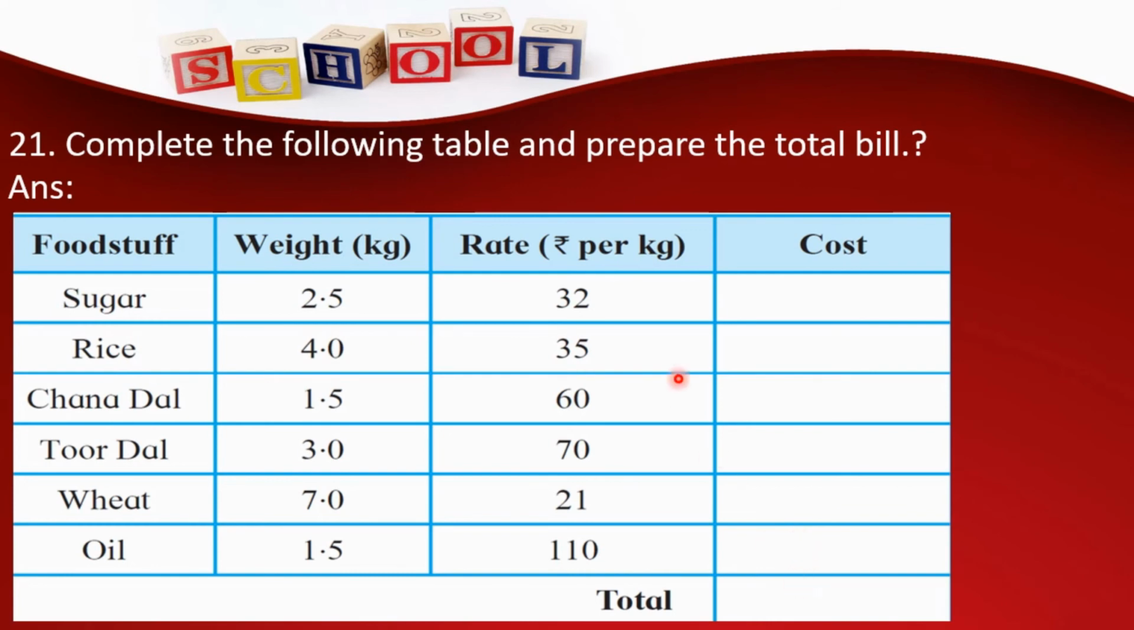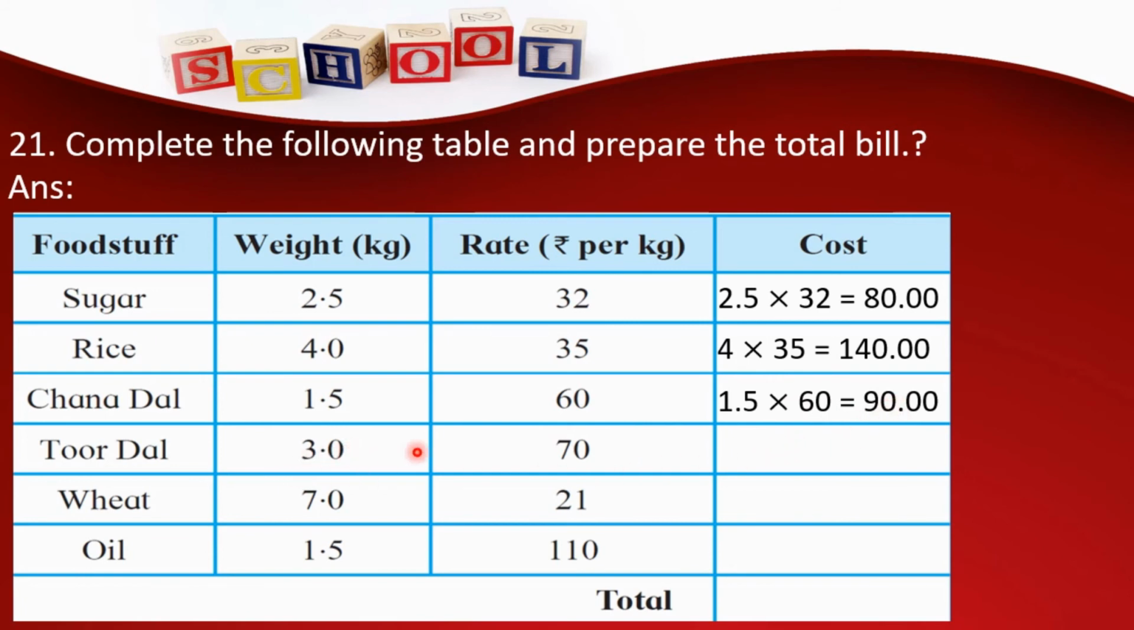So let us find out the cost of sugar. We have 2.5 kg and the rate is 32. So its cost will be 2.5 into 32, which is equal to 80 rupees. The next foodstuff is rice. The weight is 4.0 and its rate is 35. So its cost will be 4 into 35, which is equal to 140. Similarly, the cost of chana dal is 1.5 into 60, which is equal to 90 rupees. The cost of tur dal is 3 into 70, which is equal to 210 rupees.